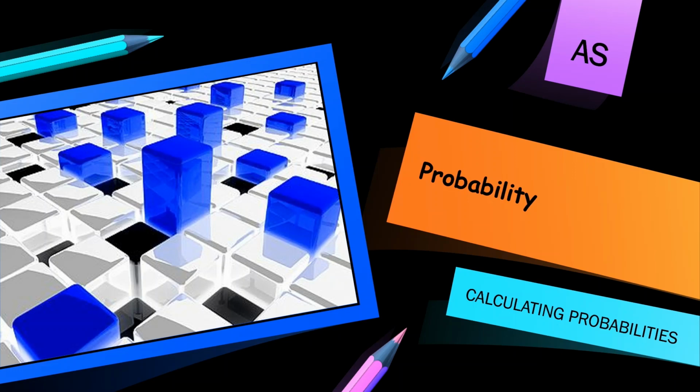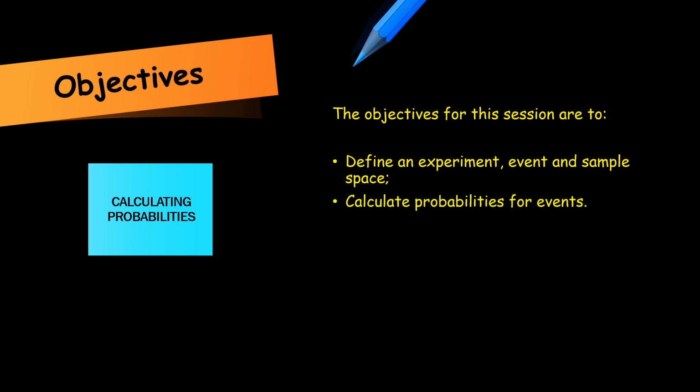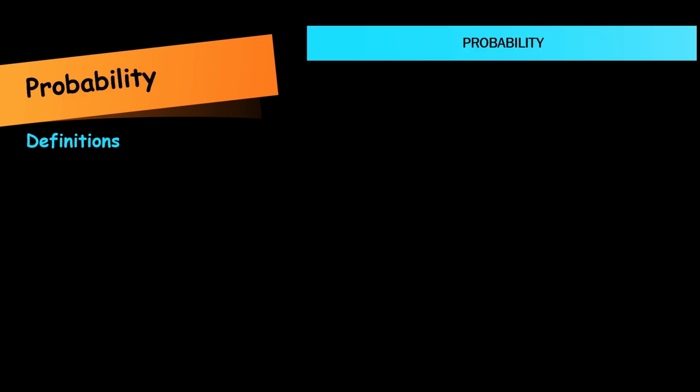Welcome to the session on probability, calculating probabilities. The objectives for this session are to define an experiment, event and sample space, and calculate probabilities for events. So let's begin with the definitions.